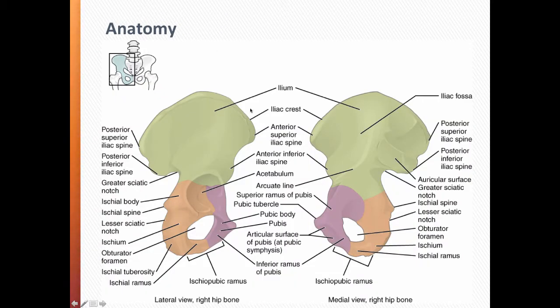We have the ilium, we have the iliac crest, so that's the large bone at the top. We have the acetabulum here, and you see how the 3 bones come together here. So the ilium, the ischium, and the pubis. And then we have the obturator foramen, which is the hole in the pelvis. And we have the ischium and the pubis here.